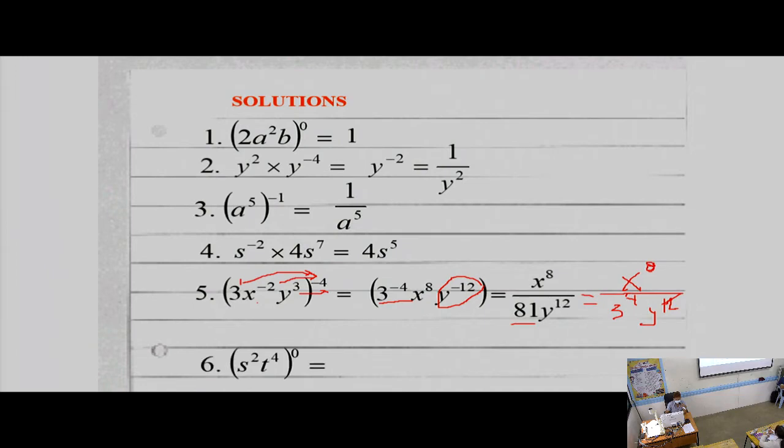Number 6. s to the power of 2t to the power of 4 to the power of 0 is equal to 1. Since any number raised to the power of 0 is equal to positive 1.